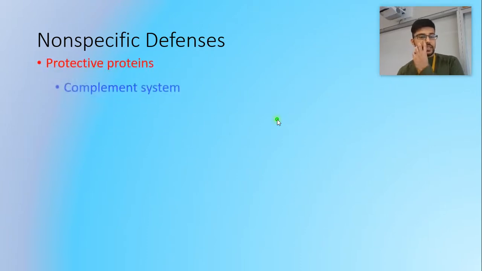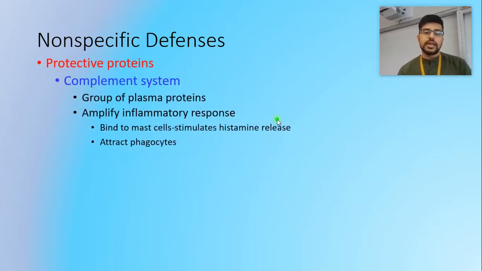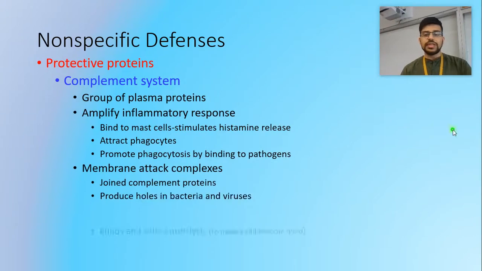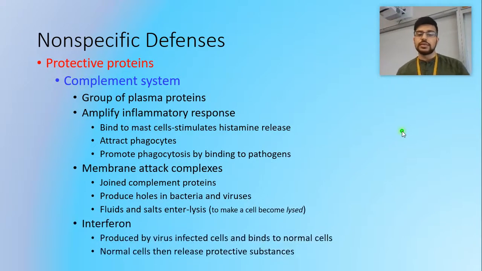Another non-specific defense that you can run into is the complement system. This comes from protective proteins, and this is quite fascinating, where there's a group of plasma proteins that can pry open a hole into a bacterium. They can amplify this inflammatory response, and they can fill that bacterium or pathogen with fluids and salts until it pops from the inside.